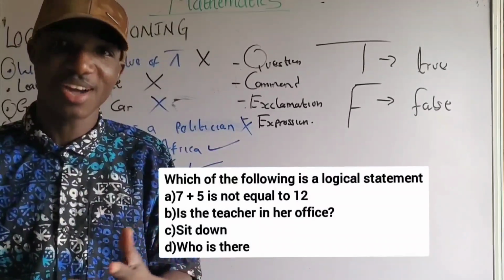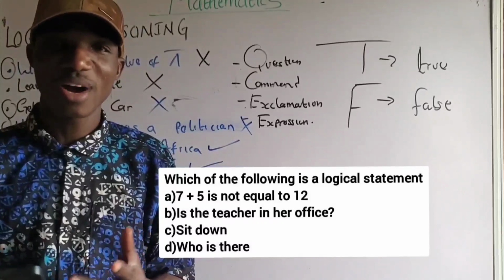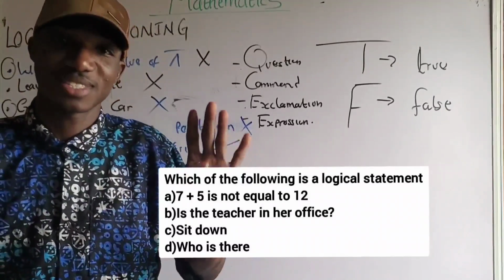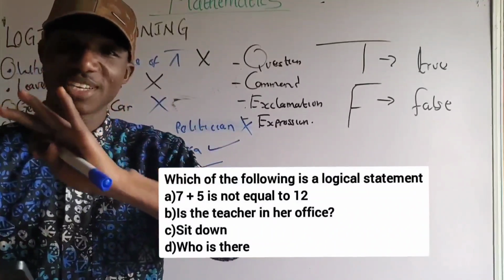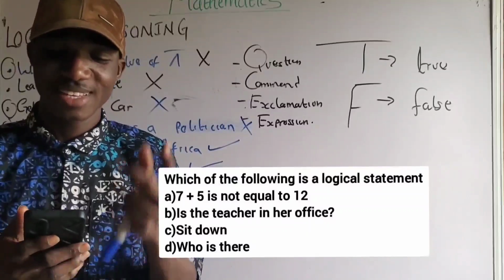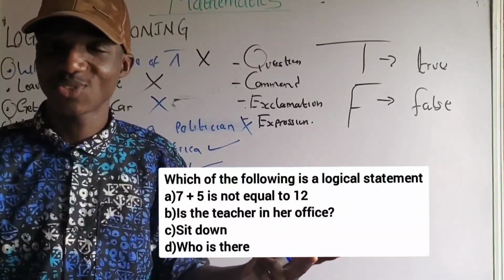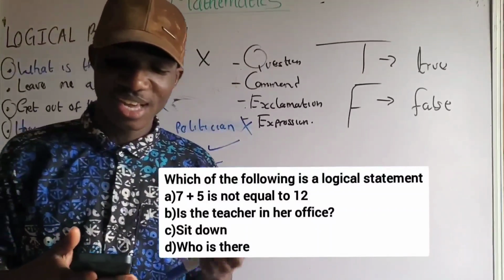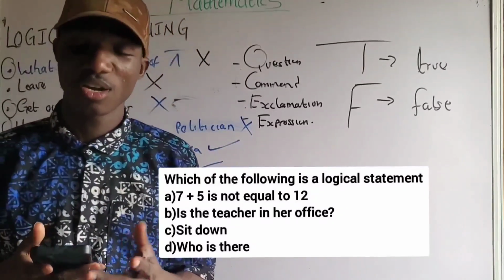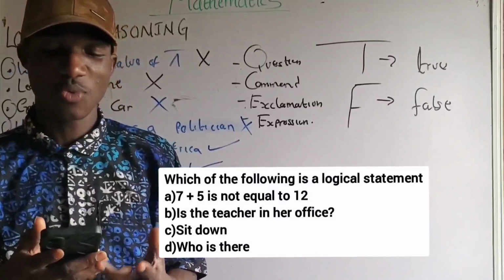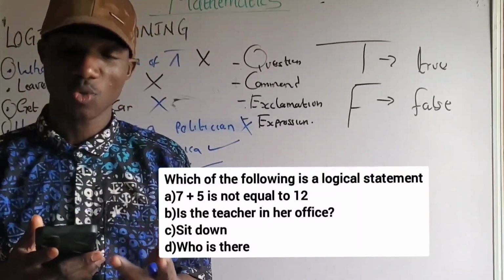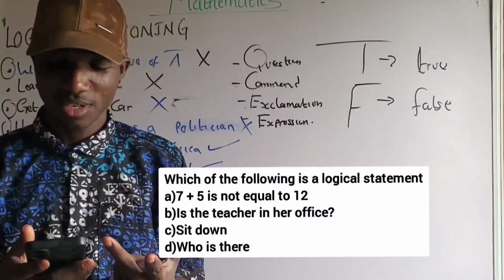You see now, sit down, keep quiet, come out, get out of the house. Those ones cannot be regarded as statements, even though they are sentences. Are you getting it? Why? The reason is because they cannot be used in logical context. Okay. Now we have who is there. That's a question. So options B, C, D cannot be used as a logical statement. While we have A, 7 plus 5 is not equal to 12, is a logical statement, even though it is false.